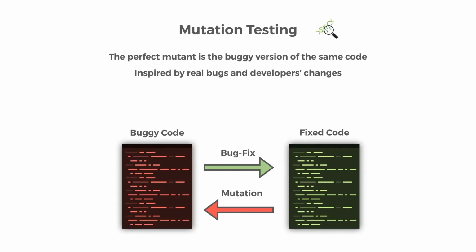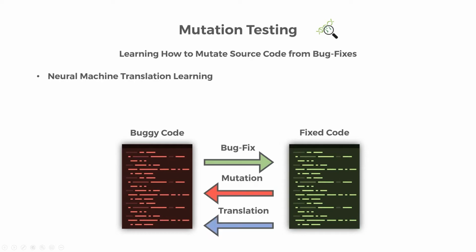We know that a bug fix implies a developer has transformed buggy code into its fixed code. Therefore, mutation should occur by taking that code in the reverse direction. What we mean by this is taking fixed code and transforming it back into its previous buggy version. DeepMutation relies on a machine translation model that was trained on thousands of these real-world bug fixes to translate fixed code into its buggy version.